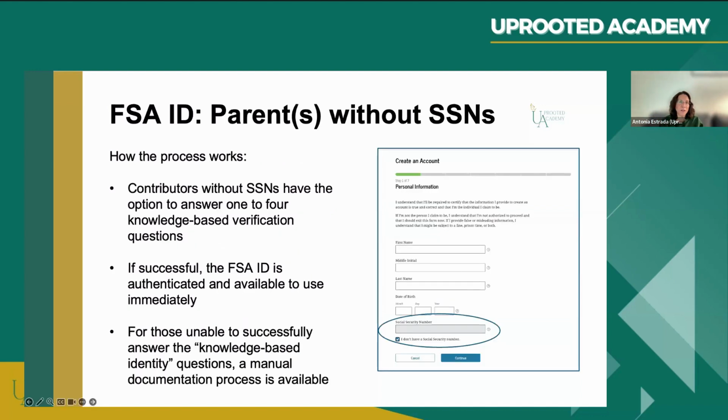Now moving on to the hot topic, probably for many of you: parents without social security numbers. Again, for example, undocumented parents of students applying for aid. So this is how the process works, or was supposed to work. Contributors without social security numbers would have the option to answer 1 to 4 knowledge-based verification questions generated by TransUnion, one of the 3 major credit bureaus. They would only have 1 chance to do so, but if they answered successfully, the FSA ID would be authenticated and available to use immediately. For those unable to successfully answer those knowledge-based identity questions, a manual documentation process would then be made available.